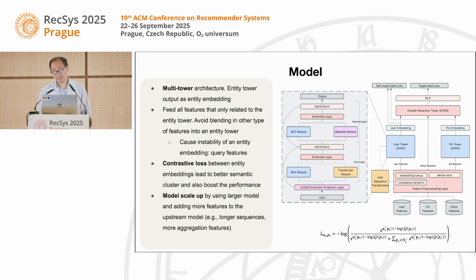And also we can add the supervised learning loss, which uses regular labels like CTR and CVR labels. And on top of that, we can also use a self-supervised learning loss on the pair of user and pin embeddings. This is to achieve better semantic clusters, and we also found it boosts the performance as well. As I mentioned, we can scale up the model. Here we adopt a DHEN architecture in the tower, so we can keep adding layers.